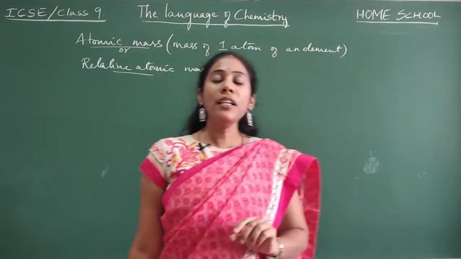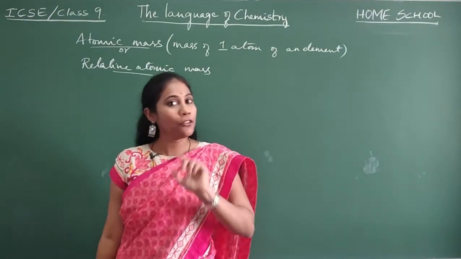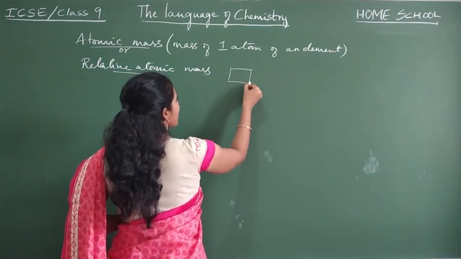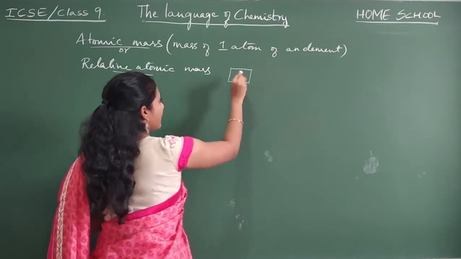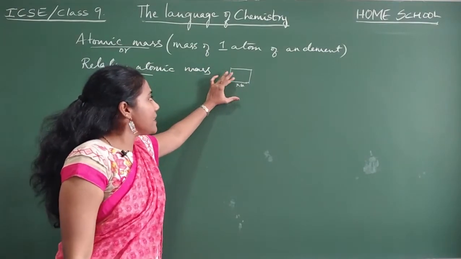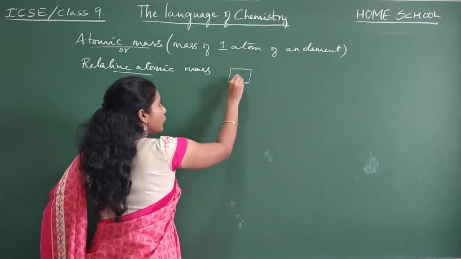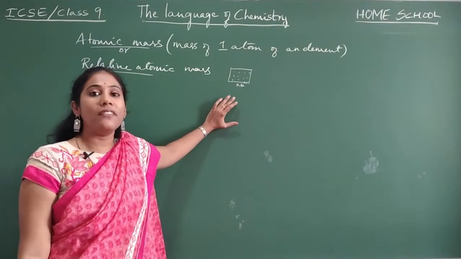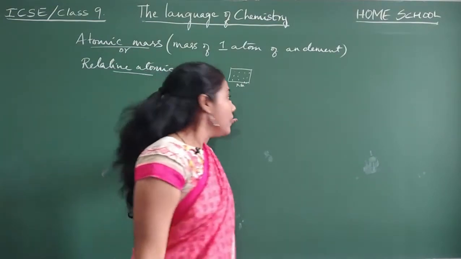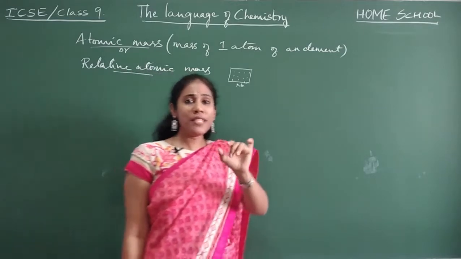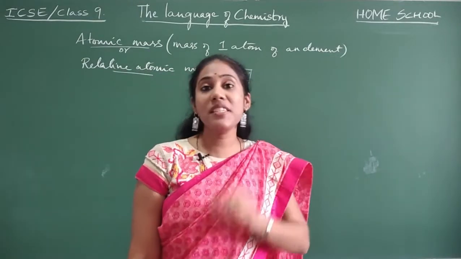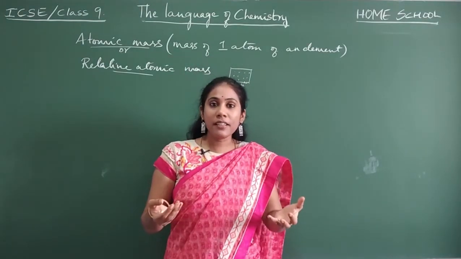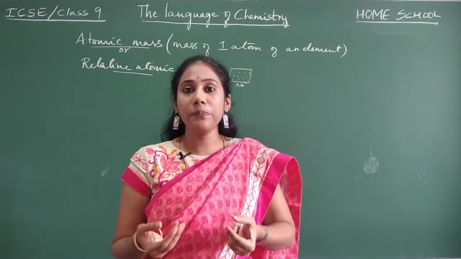Can you all imagine getting one atom out of an element? Say for example, imagine this is one piece of metal, say a sodium piece. In this one piece itself, you will have crores and crores of atoms, isn't it? How do you separate that one atom outside to check the weight of that atom? Atomic mass is nothing but the mass or weight of one atom.